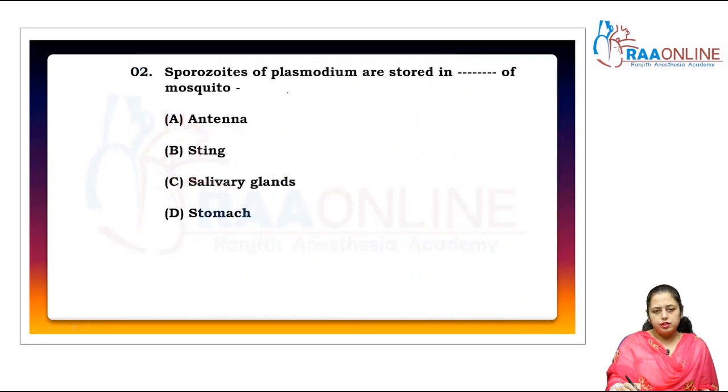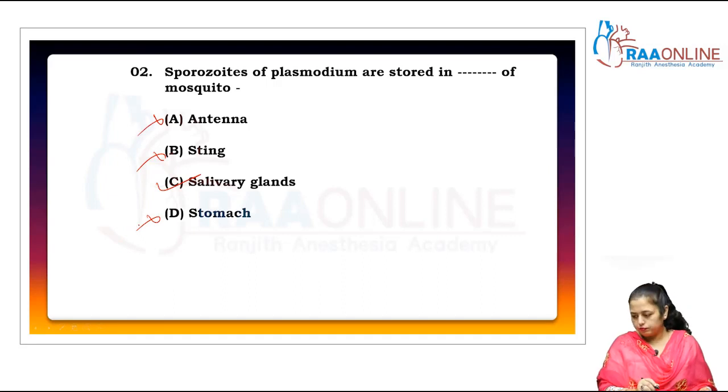Come to the next question. Sporozoites of Plasmodium are stored in dash of the mosquito. Antenna? No. Stings? No. Right? Salivary gland? Exactly. Not even in the stomach, right? So the answer is C.